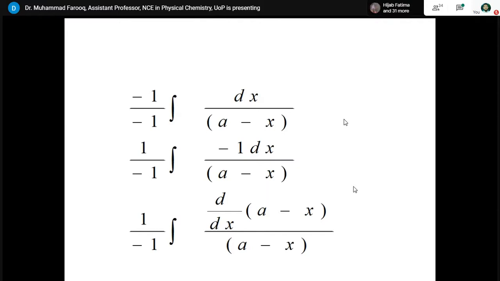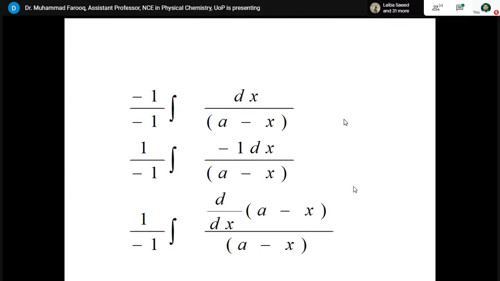Sir, where did the derivative of a minus x, minus 1, come from? Minus 1 is already there. You can see minus 1 dx divided by a minus x, minus 1 is there. The derivative of a minus x is equal to minus 1, so instead of minus 1, I can put the derivative of a minus x. Can I not?